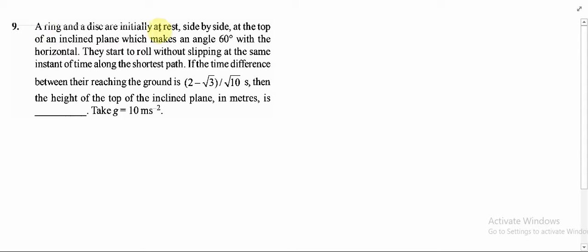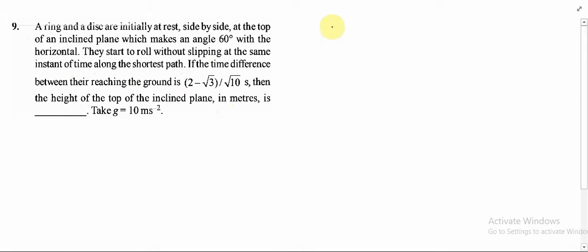A ring and a disk are initially at rest side by side at the top of an inclined plane which makes an angle of 60 degrees with the horizontal. They start to roll without slipping at the same instant of time along the shortest path. The time difference between them reaching the ground is (2 minus root 3) divided by root 10 seconds. Then the height of the top of the inclined plane in meters is.